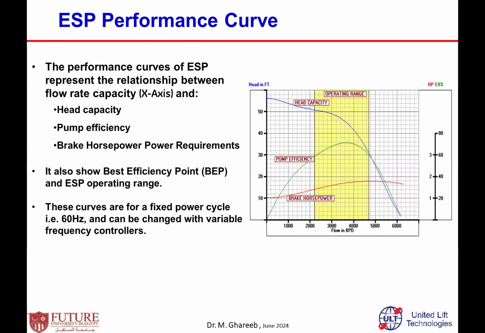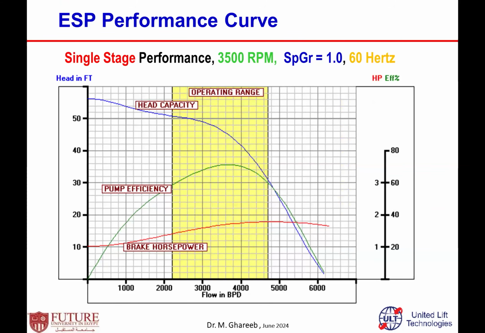For example, this is a single stage performance curve. This is for one stage at 3,500 revolutions per minute, RPM, tested for water with specific gravity 1 at 60 hertz. Usually, this is how to read the performance curve. If I wanted to produce this well at 4,000 barrels per day, then this stage generates 42 feet of head.